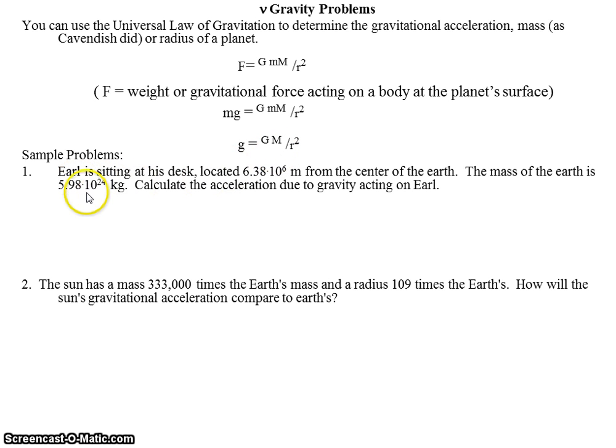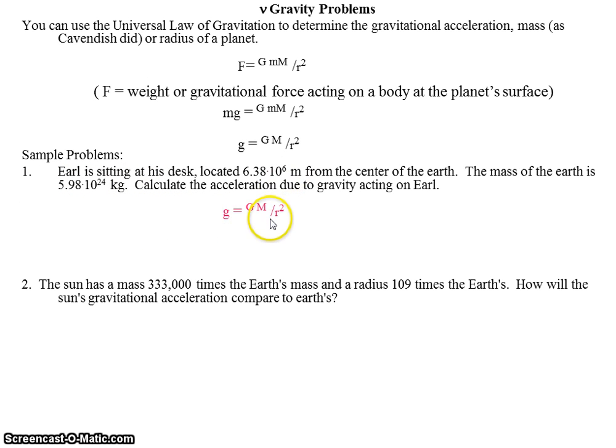So if we look at Earl, and he's at his desk, and we know the radius of the Earth and the mass of the Earth, we're going to calculate his acceleration due to gravity. Now, most of you could say, well, I know what his acceleration due to gravity is. Based on he's on Earth, it's 9.80 meters per second squared, and you would be correct. But we want to calculate that.